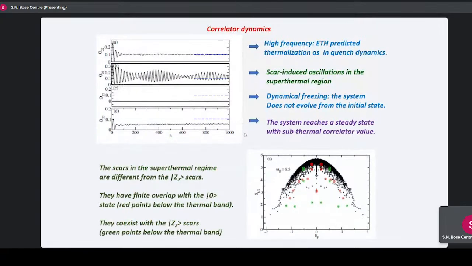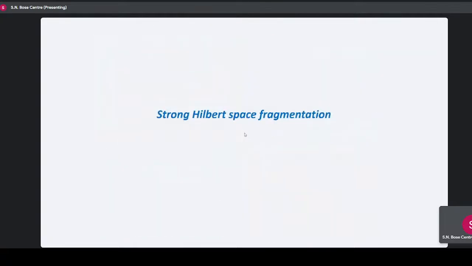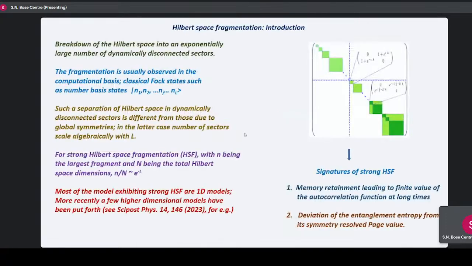Okay, to wrap this up, what I wanted to say is that the driven system can have scars which are of different variety, and there are typically two-phase scars which do not have an equilibrium curve. Now, let me move on, and in the remaining 8 minutes that I have, let me very briefly talk about a Floquet realization of this strong Hilbert space fragmentation.